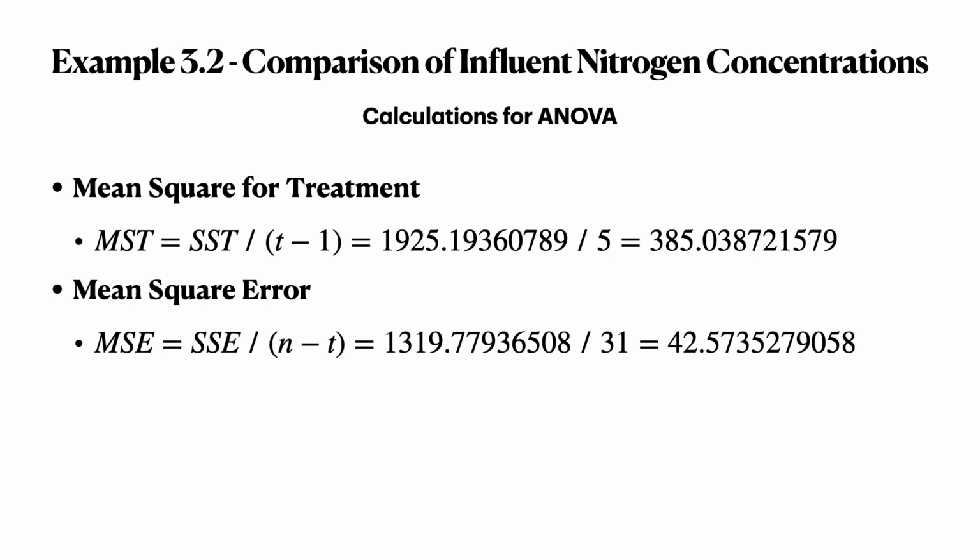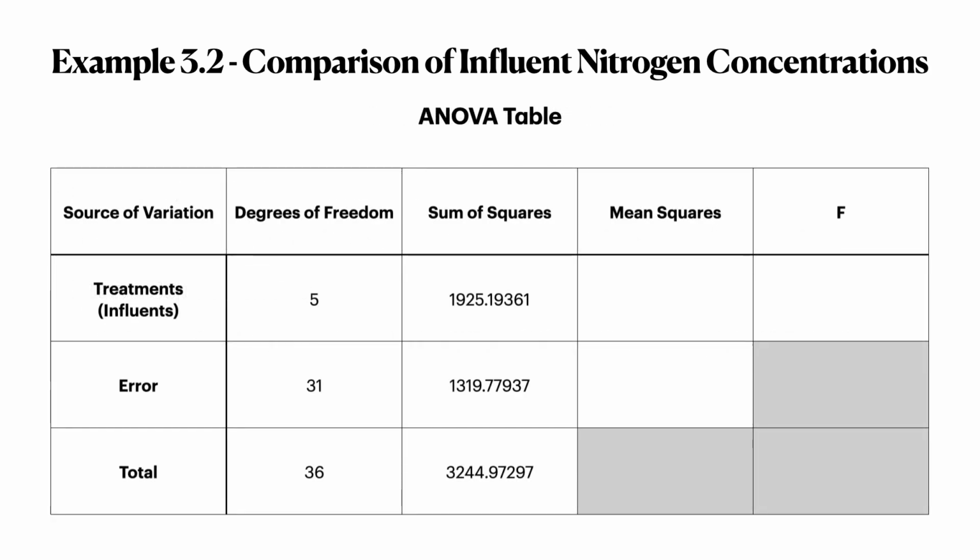The mean square for error is equal to the sum of squares for error divided by its degrees of freedom, which is n minus t. And so 1319.77937 divided by 31. And so the mean square for error is equal to 42.5735279058. And so now we can fill in the mean squares column of our ANOVA table.